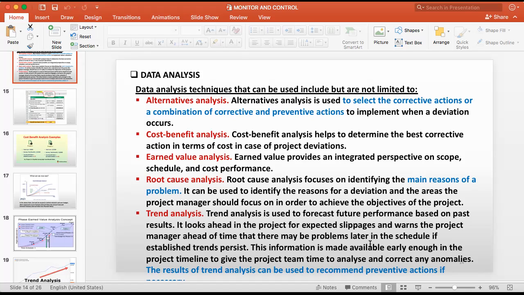Then the trend analysis. Trend is a very simple thing. What is the trend of this project? Trend analysis is used to forecast future performance based on past results. It looks ahead in the project for expected slippage and warns the project manager ahead of time that there may be problems later in the schedule if the established trend persists. The information is made available early enough in the project.